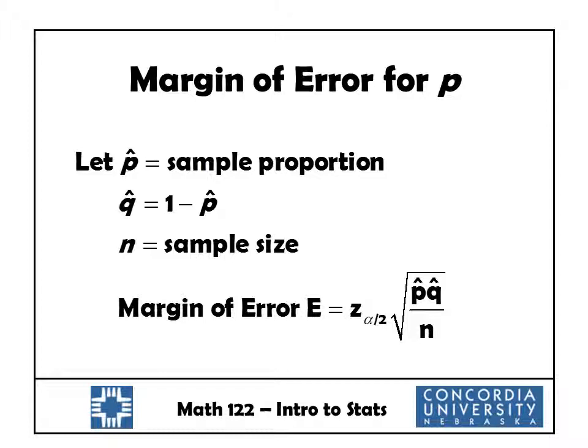And we do use a margin of error to do that, and then based off the margin of error we calculate a confidence interval. So to calculate a margin of error for a population proportion p, we let p hat be the sample proportion, that comes from the data. Q hat is 1 minus p hat, n is the sample size, and the margin of error E is z sub alpha divided by 2. That's the critical z-score, which comes from the z-score table. The lower right hand corner has all those critical values. We take that times the square root of p hat times q hat divided by n.